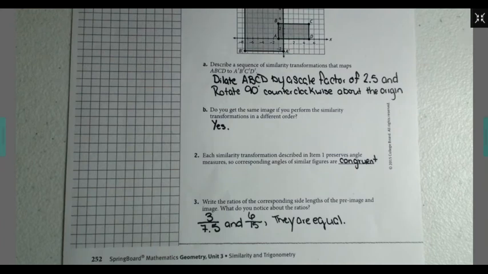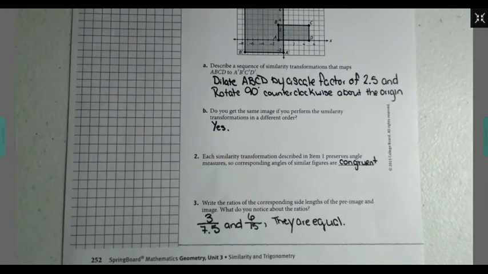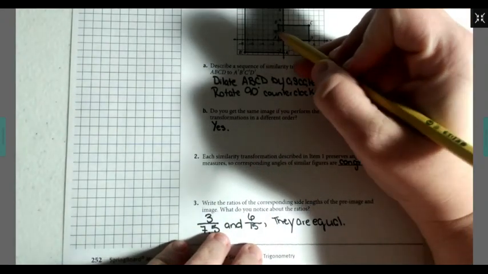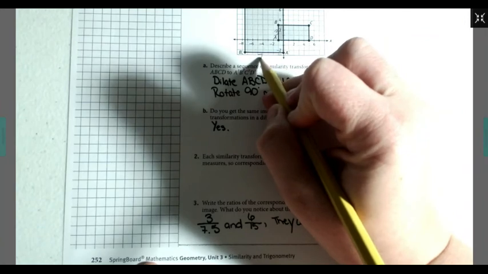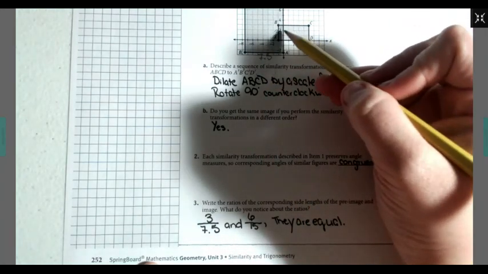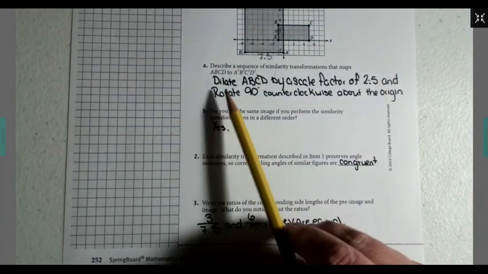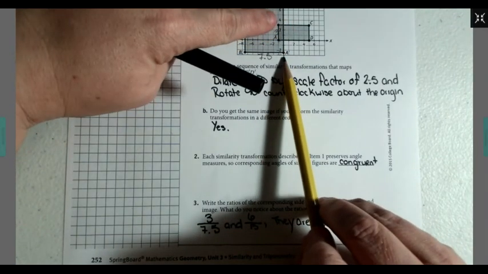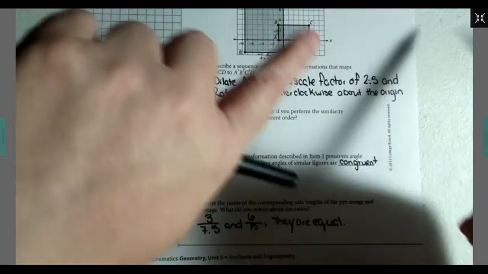All right, so what I did first was I said, well, I can dilate ABCD by a scale factor of 2.5. Again, it's all about multiplying, and I always look at it this way. This side length is 3. The corresponding side length is 7.5. So how do I go from 3 to 7.5? I multiply by 2.5. And then I rotate about my origin 90 degrees counterclockwise because I'm going backwards.